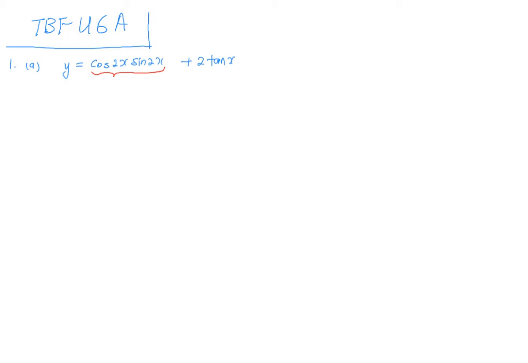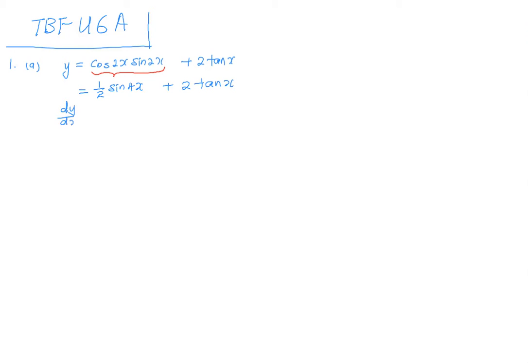Double angle formula. Yeah, you get this one will be 1 over 2 sin 4x, plus 2 tangent x. Okay, after you have written down this, then you can start to differentiate.